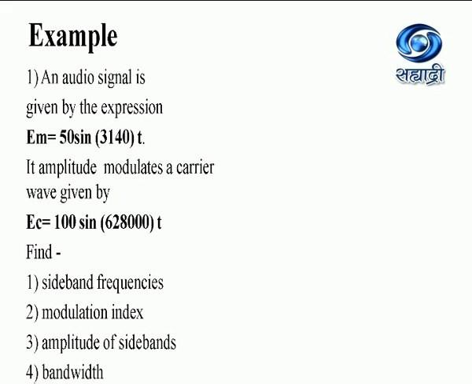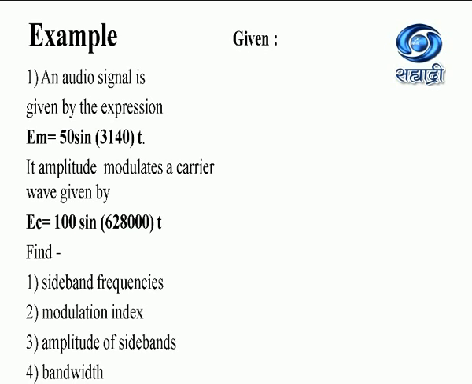So let's see one example based on amplitude modulation. An audio signal is given by the expression EM equals 50 sine of 3140t. It amplitude modulates a carrier wave given by EC equals 100 sine of 628,000t. From this you have to find out the sideband frequencies, second the modulation index, third the amplitude of sidebands, and the bandwidth. So let's see the solution.